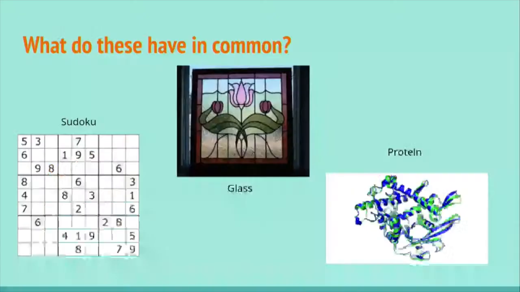Okay, so I hope you can all see these pictures on the screen. By the end of this talk, I don't expect you to have an answer for this right now. By the end of this talk, I hope you will have some idea of what is common between these three things. The one on the left, of course, you've all seen. Every day in the Hindu, you get a sudoku, perhaps in Deccan Herald also, I'm not sure. Then on the right hand side, you have a protein, okay? And in the middle, you have a glass. So what do all these things have in common?